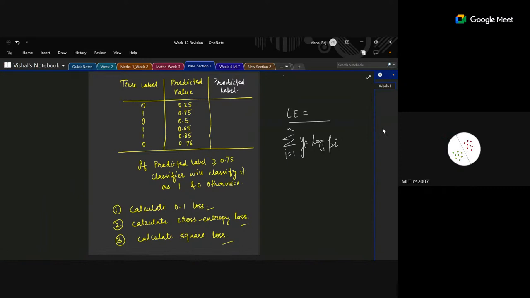Yeah, somebody was asking something. No, sir, it's minus. Okay. And sir, what base should we use for this calculation? This is the label that was present already, and the value has been given for each of the points. Okay, first calculate the 0-1 loss. I'll tell you how to calculate the second one.